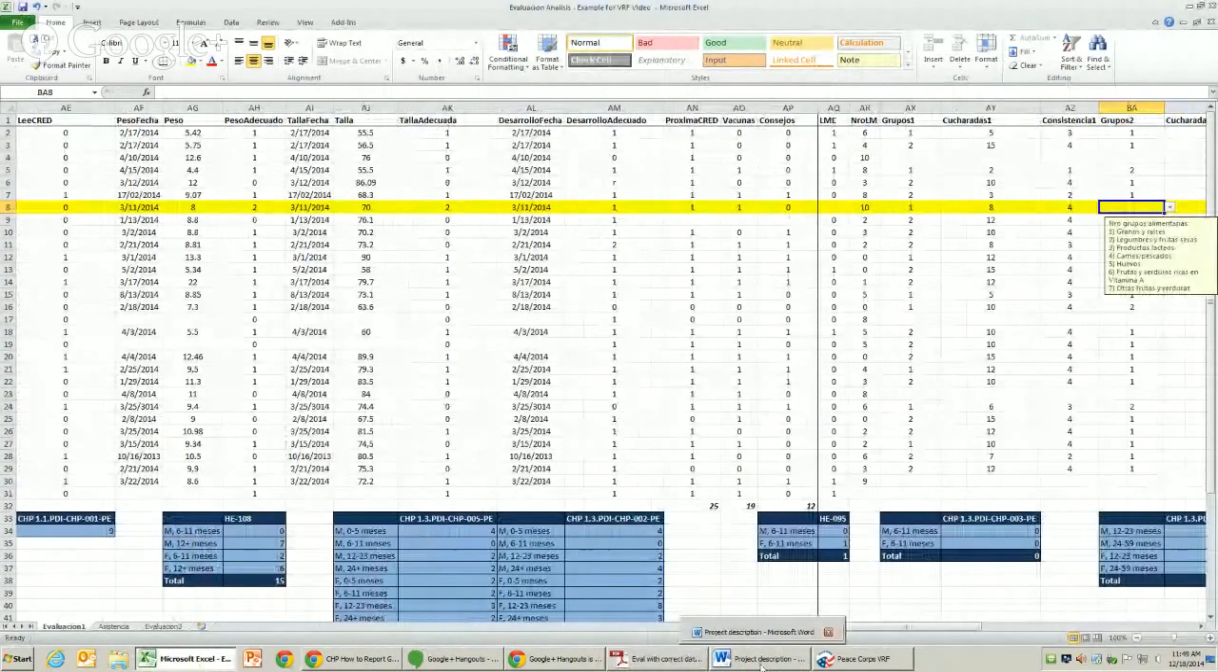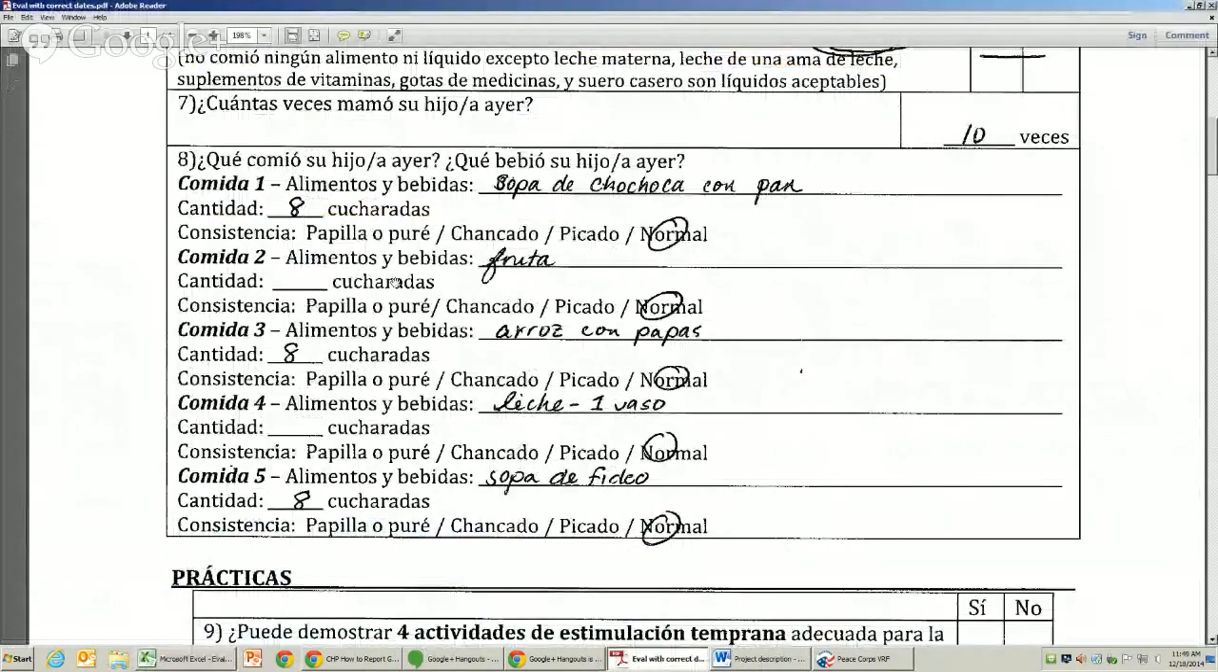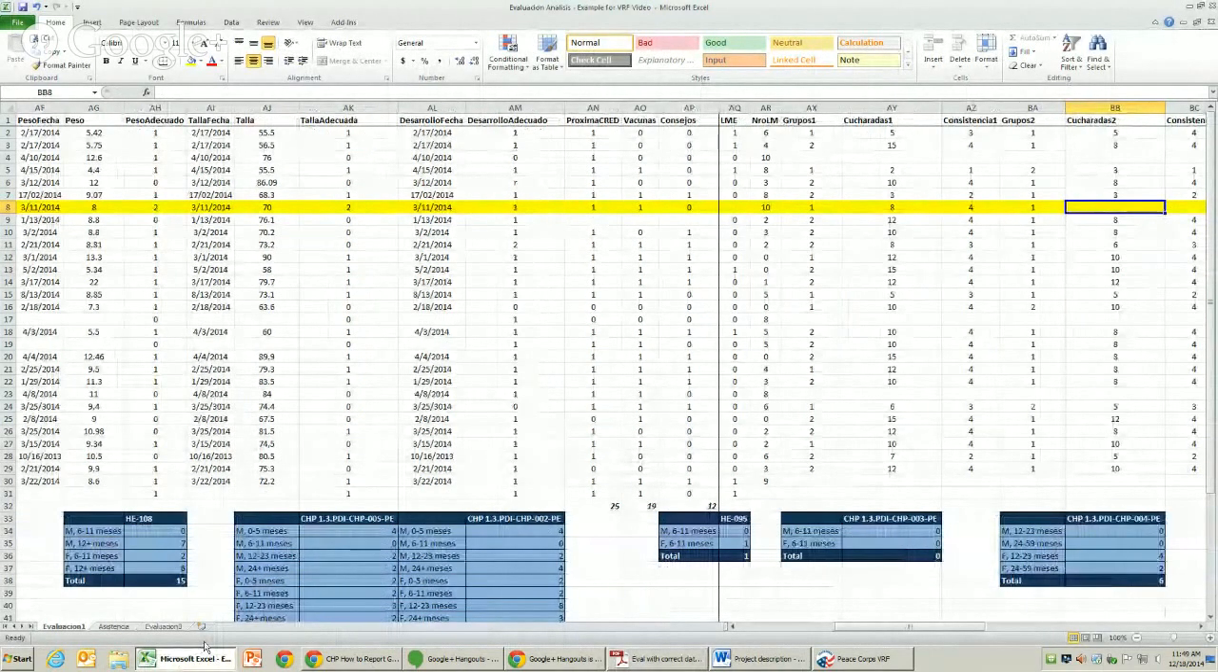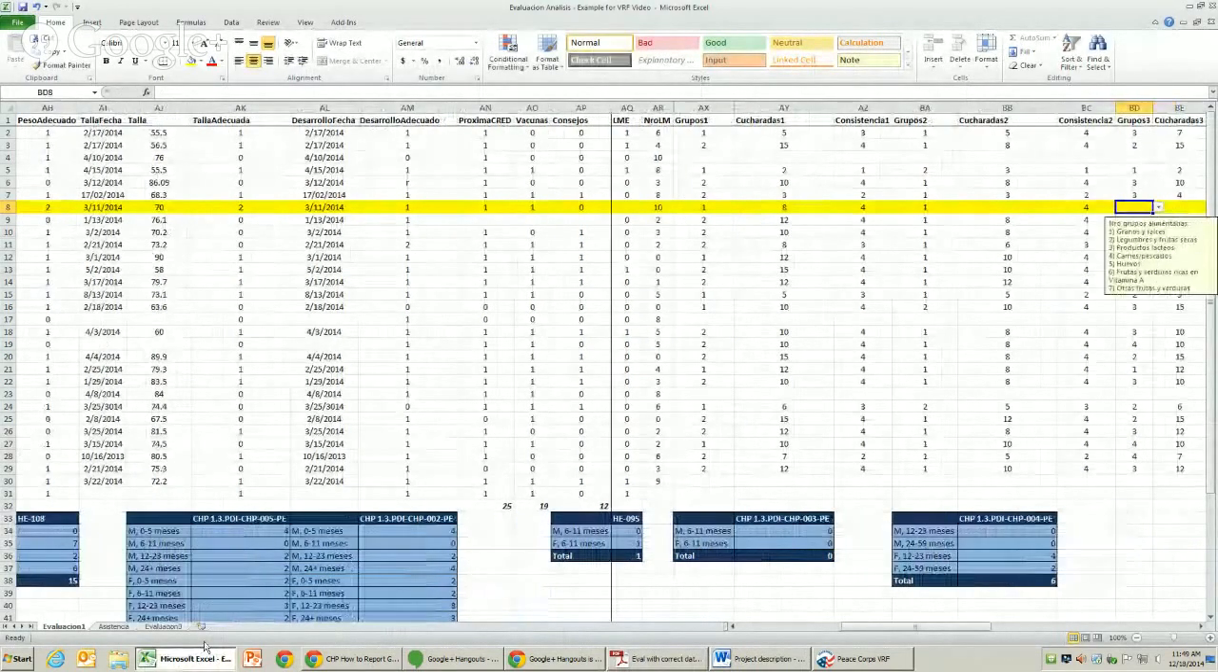Groups 2, so that's the second meal of the day, was a fruit. The cucharadas are not listed here, so we'll have to leave it blank, and then the consistency was normal. If this was your encuesta, hopefully you would have filled that in, and if not, you could maybe look at your notes to see if you'd written anything about how much the mom had guessed or what kind of fruit it was to estimate how many spoonfuls that is. So 1 group, the number of cucharadas we don't have, and then the consistency was normal.